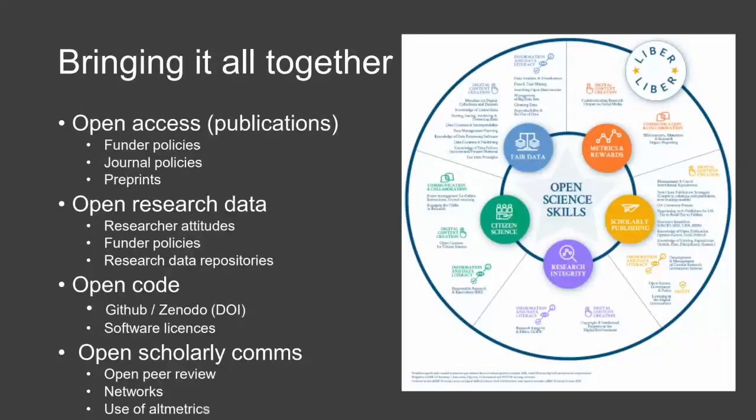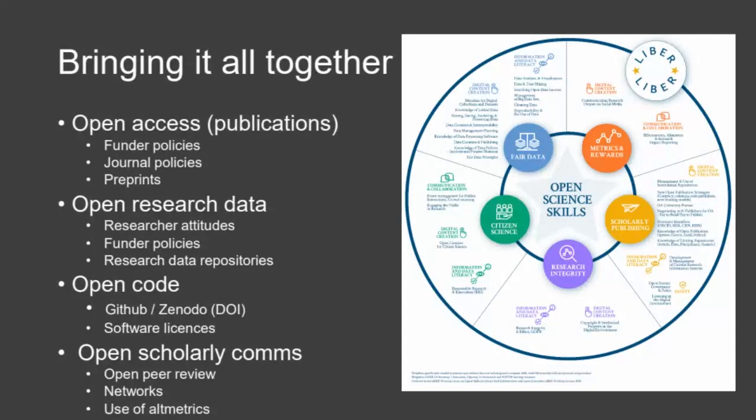Just bringing it all together, as a summary: we've talked about open access to publications and how funder policies are related to that. There are journal policies, and that's developing in terms of how work is being made open access. Preprints are a big aspect of that. We've talked about open research data and researcher attitudes. That was an interesting conversation with Mark just now around the politics of some of that. Funder policies are increasingly driving that as well. There are lots of research data repositories. Again, any of this you're not sure about, get in touch.